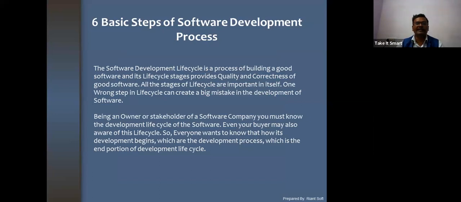Building good software and its life cycle stages provide quality and correctness of the software. The software development life cycle is a process of building good software. All the stages of the life cycle are important in themselves. One wrong step in the life cycle can create a big mistake in the development of software.